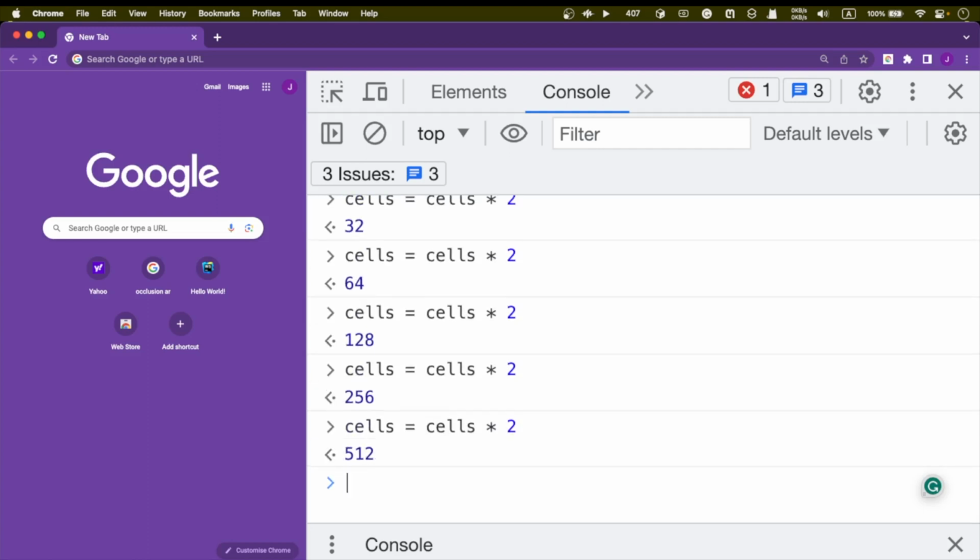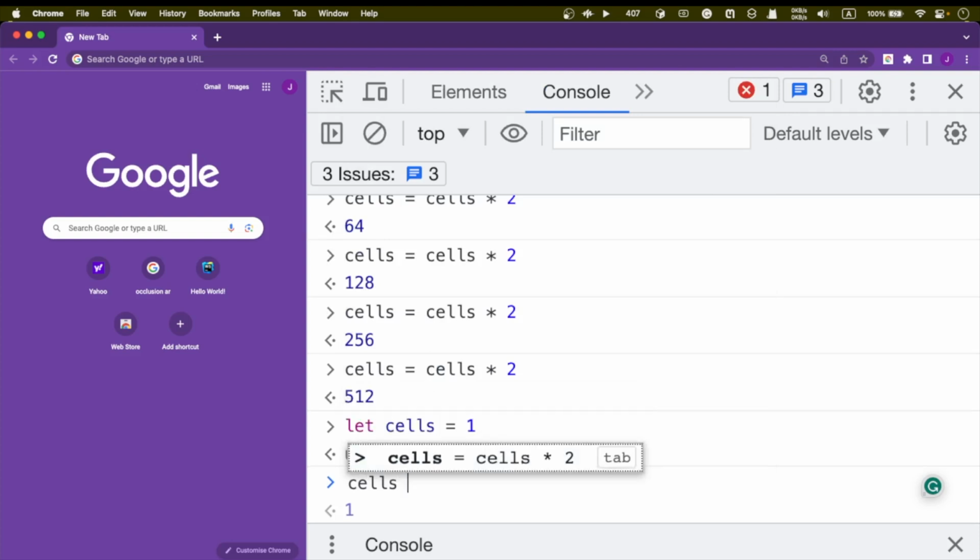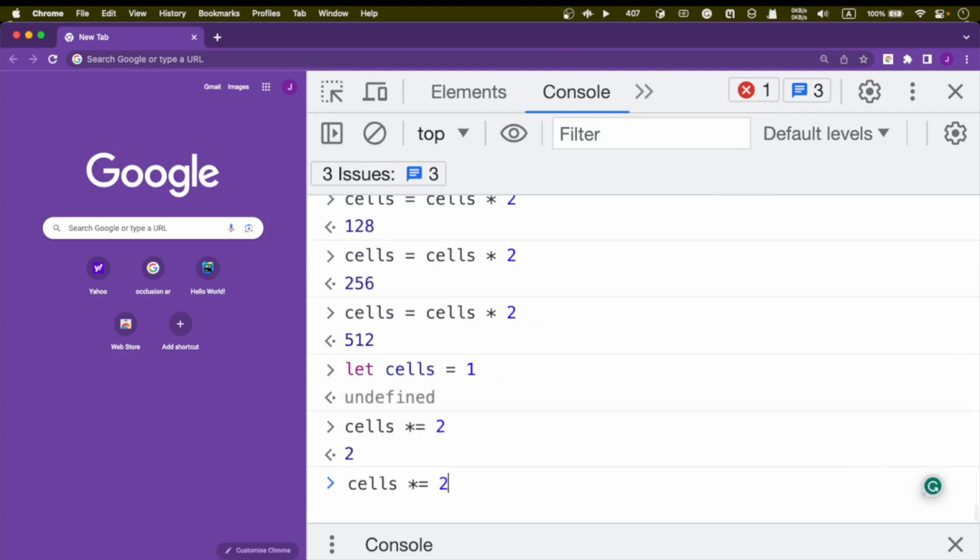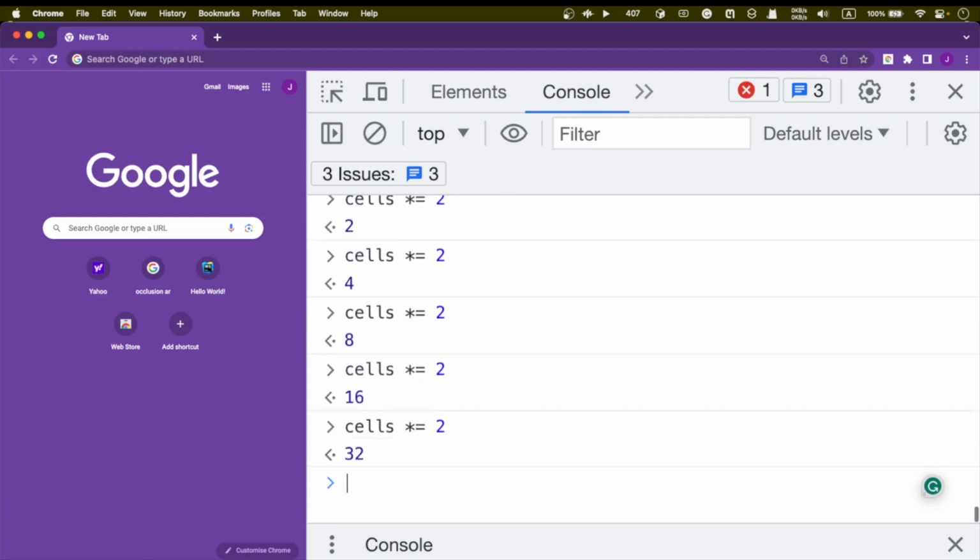But you can also reinitialize the cells and use cells multiply equals 2. So 2, 4, 8, you get the idea. It's not as frequently used as plus and minus, because at least from my perspective, I do not do a lot of multiplication.